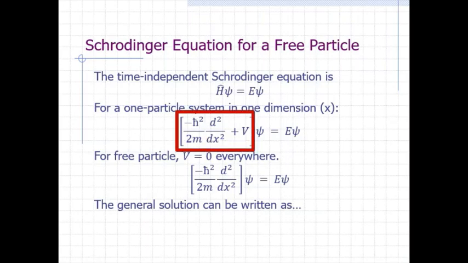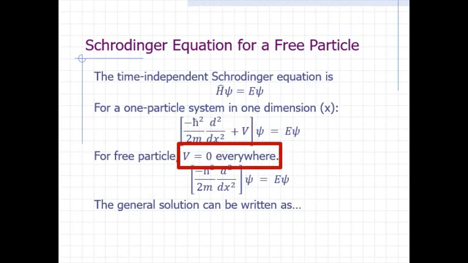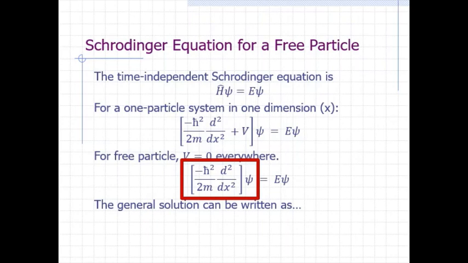For the free particle, the potential energy is zero everywhere, so the Schrödinger equation simplifies to negative h bar squared over 2m times the second derivative of psi with respect to x is equal to E times psi. We have seen this second-order differential equation before. It's the same one as for the particle in a box, except that now it is applicable everywhere, that is, from x equals negative infinity to x equals positive infinity.